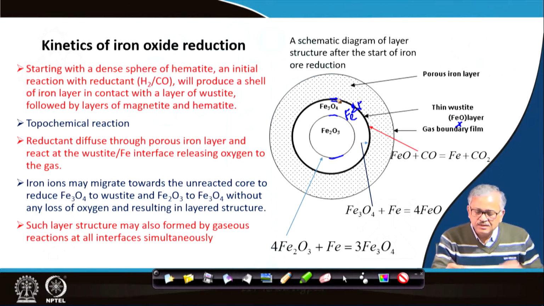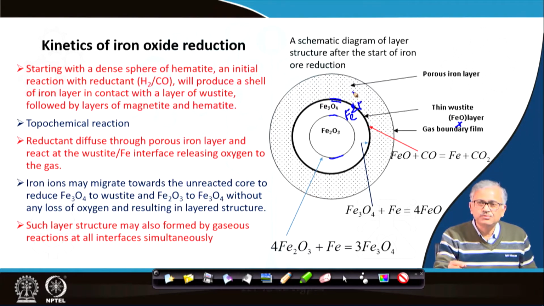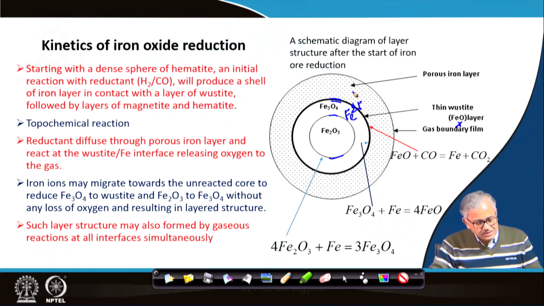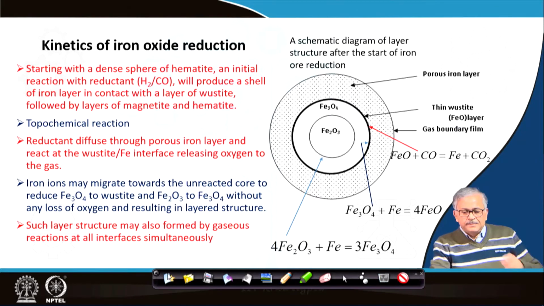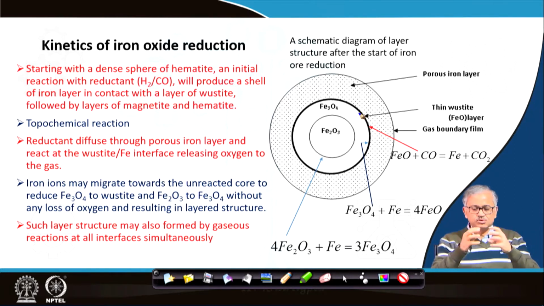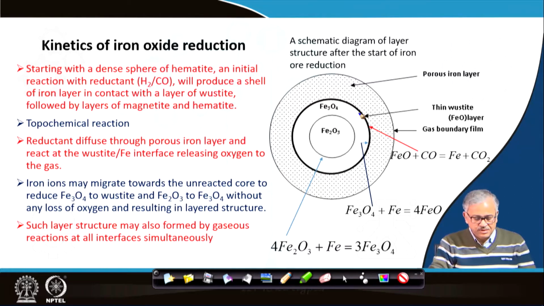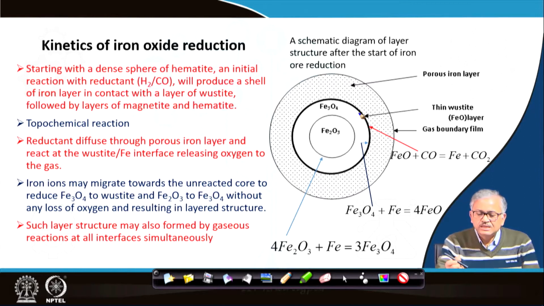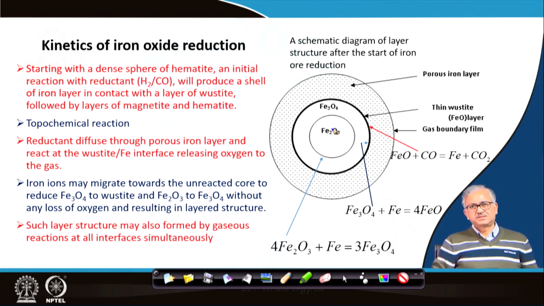Okay. And then finally, this reduction of FeO to Fe will continue by the shrinking core model, that is, the unreacted core. The gas will diffuse and react at all interfaces, and then the unreacted core slowly shrinks like this. Or the gas can only react at the FeO-Fe interface, and this layer can subsequently grow by ion diffusion and reduction at the respective interfaces.